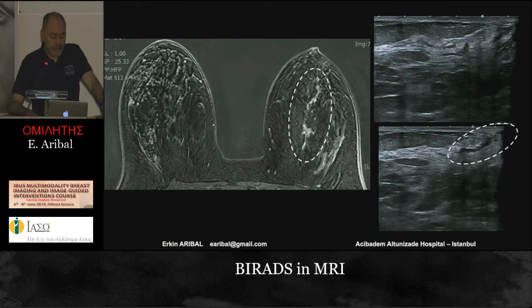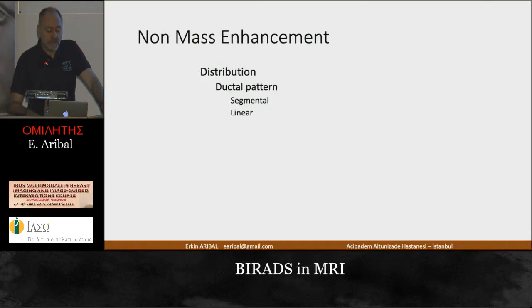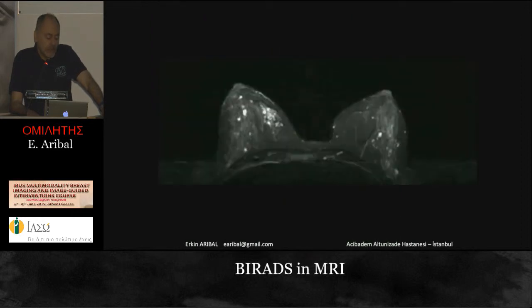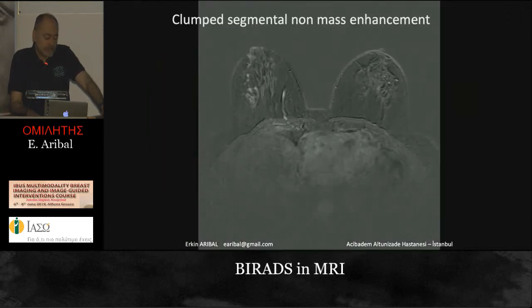This is a DCIS. So distribution, particularly the segmental and the linear distribution, is very important. You should keep it in mind. This is another segmental contrast enhancement, which forms a triangle that shows the nipple, and this is the calcification corresponding in the mammogram. Another one that shows the nipple again, clumped segmental contrast enhancement, non-mass. Again, non-mass contrast enhancement, clumped segmental pattern.